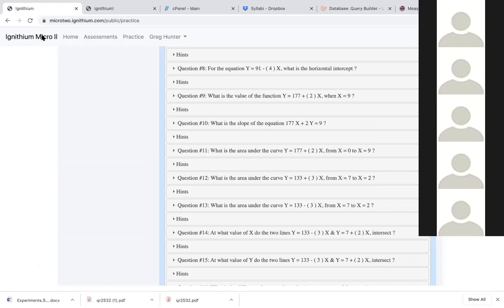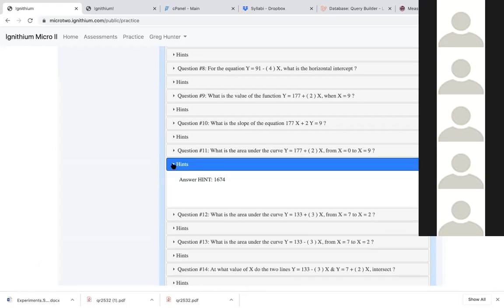Sure. I'm not sure if it's right, but I got 1674. Okay, well, let's see if Ignatium agrees with you. Yay, I get the same. Yeah, okay. That's always positive. Professor, could you show me how to do your way? Because I'm still doing my way. I tried to do it your way and it's wrong.